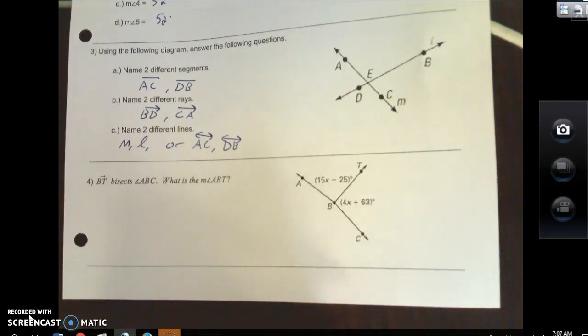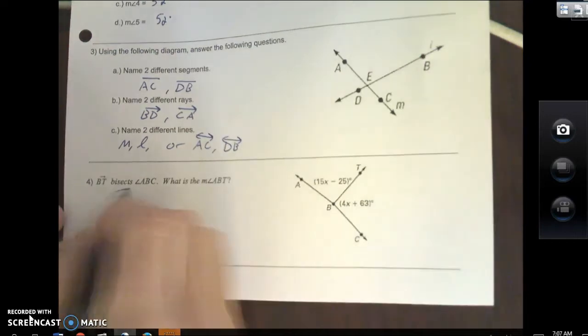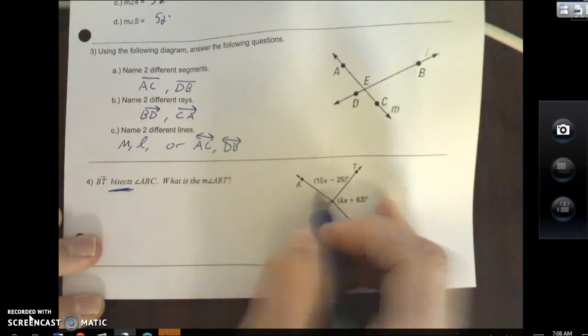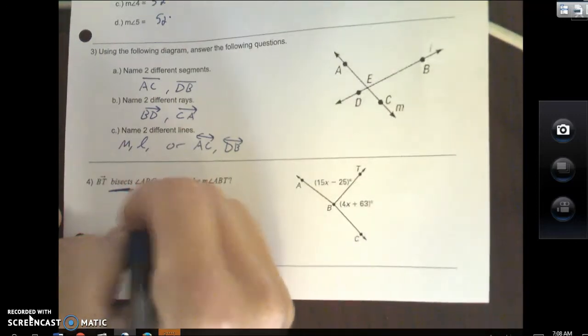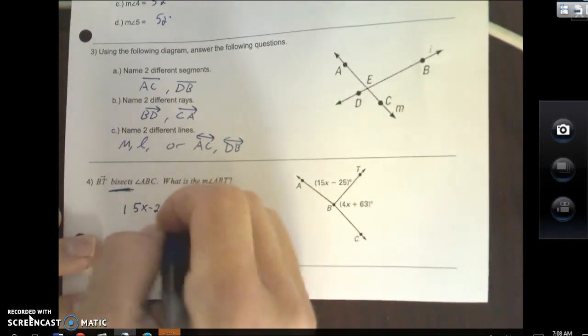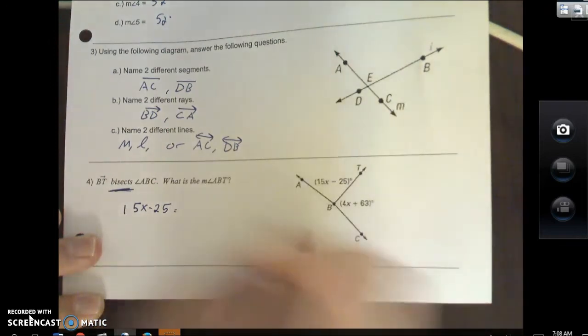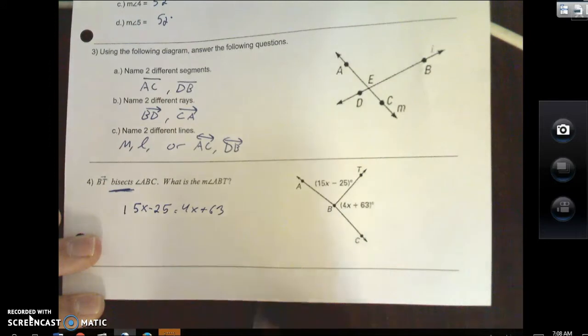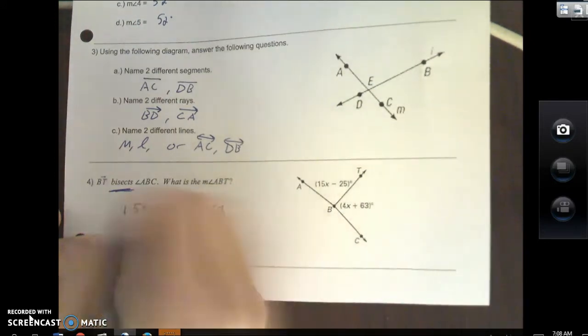Ray BT bisects angle ABC. What is the measure of angle ABT? Alright, big key word here, bisects. Means cut in half. So I know I can make these 2 things equal to each other. 15x minus 25 equals 4x plus 63. Okay, we're going to solve this. Subtract 4x, subtract 4x.